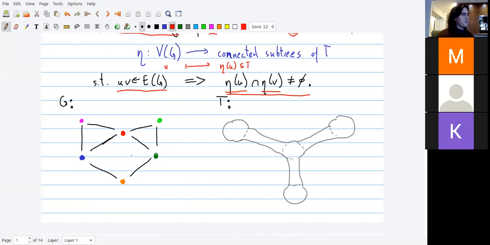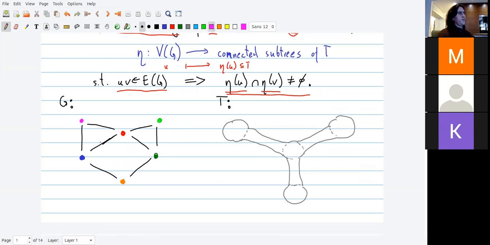On the left-hand side, you've got the graph G, and on the right-hand side, you've got a tree T. This is actually a claw, a star with 3 leaves, so a very simple tree. And I would like to squeeze this graph G into the shape of this tree. So how do I do this?